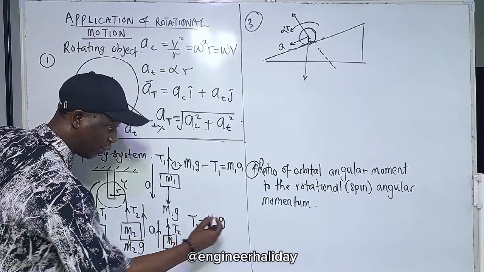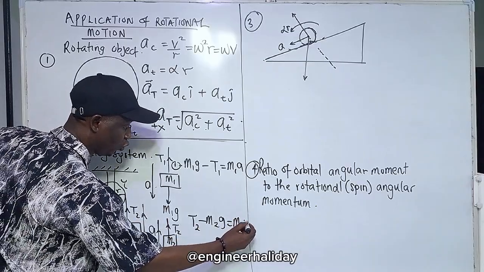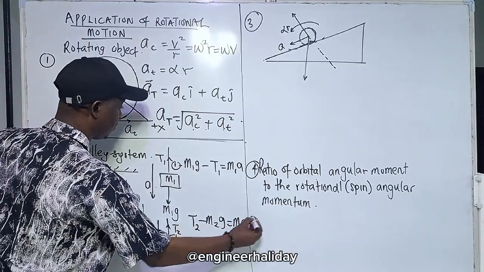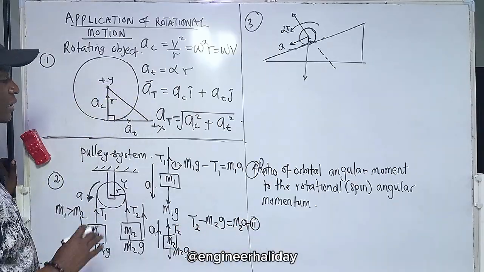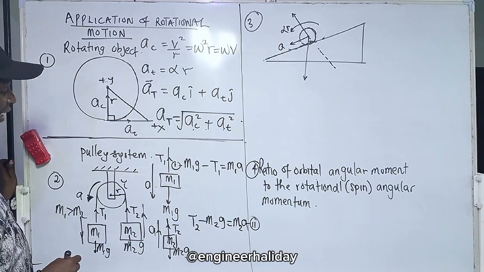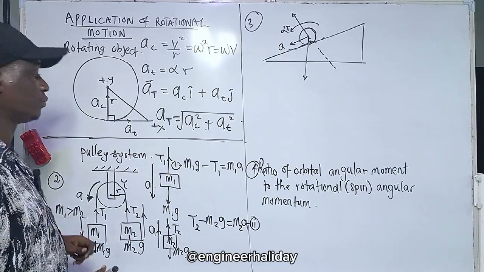So upward minus downward equals M2a. That is what I want to do. This one is equation 2, for instance. Now, 1 and 2 have been set. Now, remember that T2.